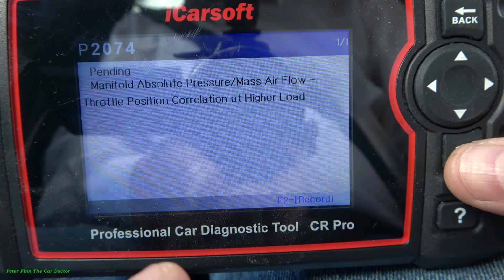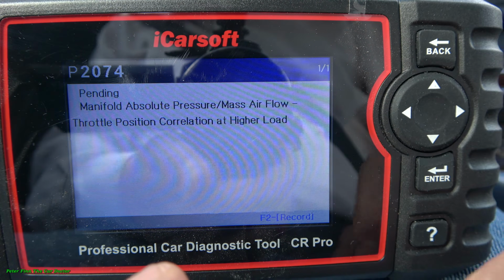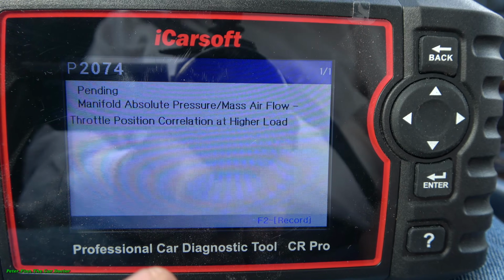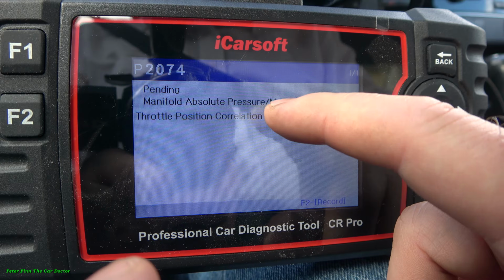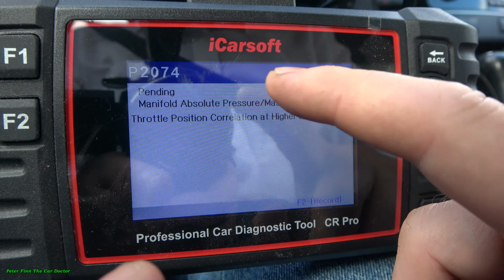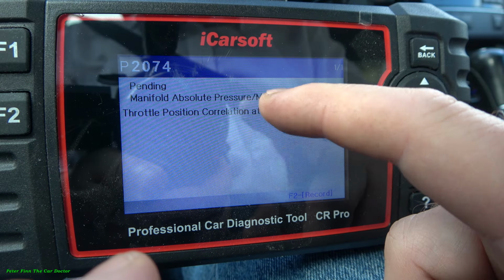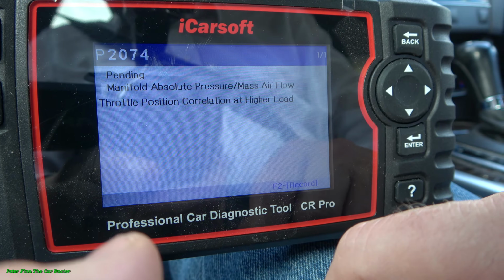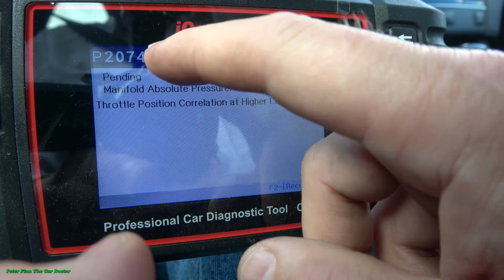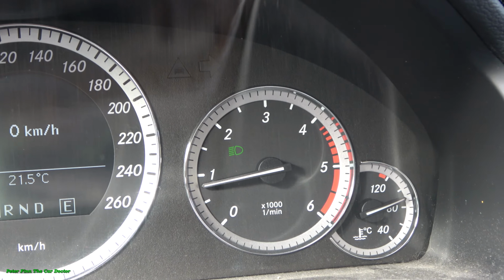Now it's talking and there is my code: manifold absolute pressure, mass airflow, throttle position, correlation at higher load. That means this is related to turbocharger pressure, and this code is really on. I have a small issue in my car, and this is really small, because I can see in here no codes in there. This is interesting because normally codes go in that area in here.